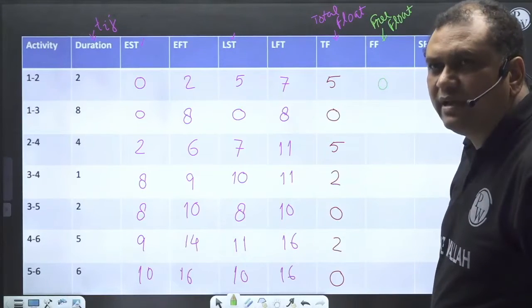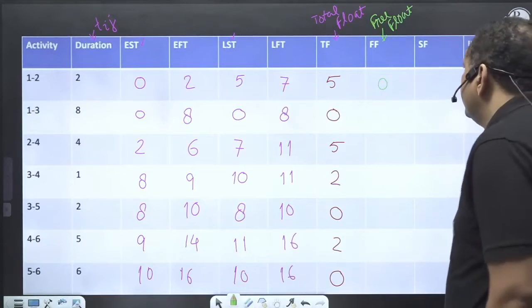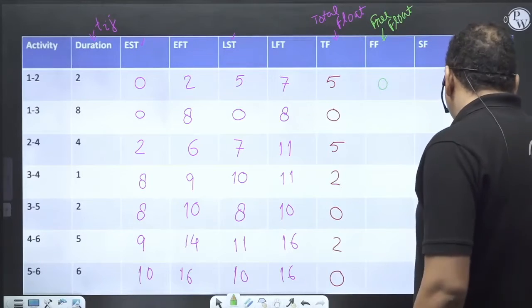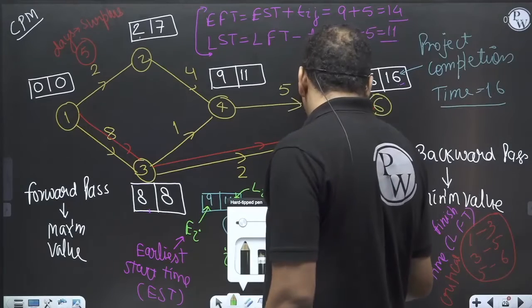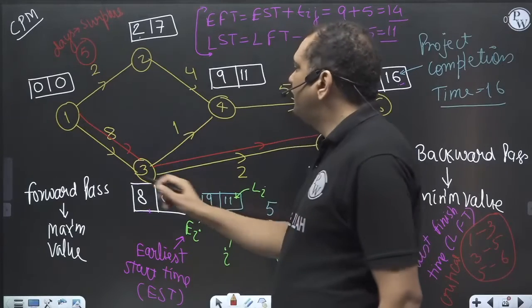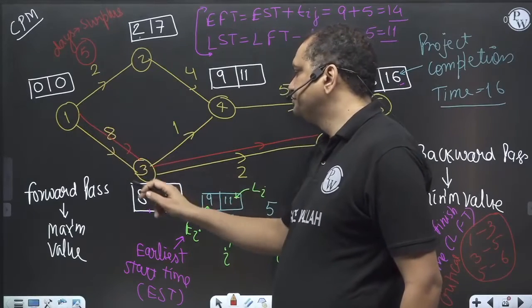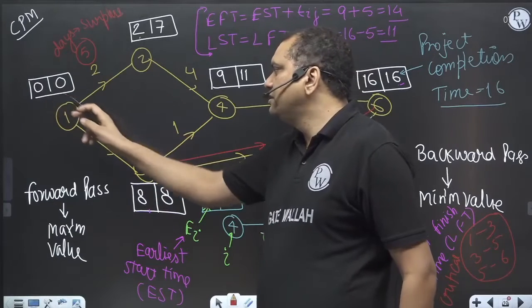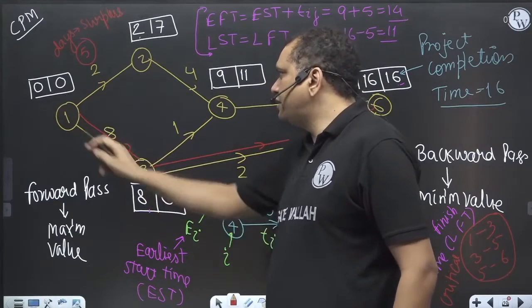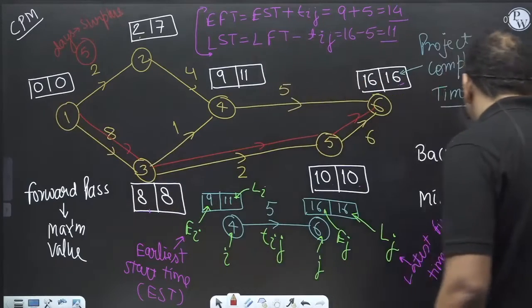It is visible, yeah, it is visible. Now activity 1 3. Ej minus Ei minus Tij. 8 minus 0 minus 8 is again 0.